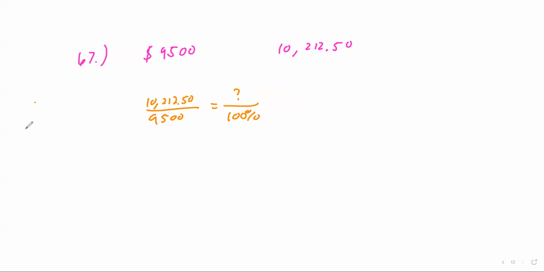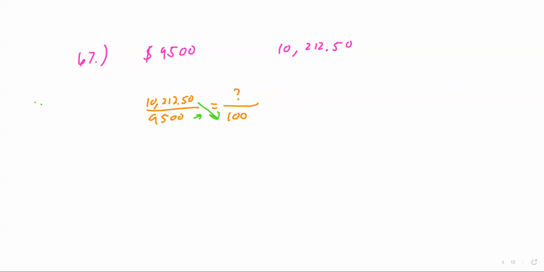So then from here, you can flip it. You can say 9,500 over this. Just make sure it's 100 over your unknown. The best way to do this is you cross multiply. You multiply and then divide. So it looks like this. Now, again, I'm looking at this as 100, not 100%, so I don't have to worry about moving the decimal there.